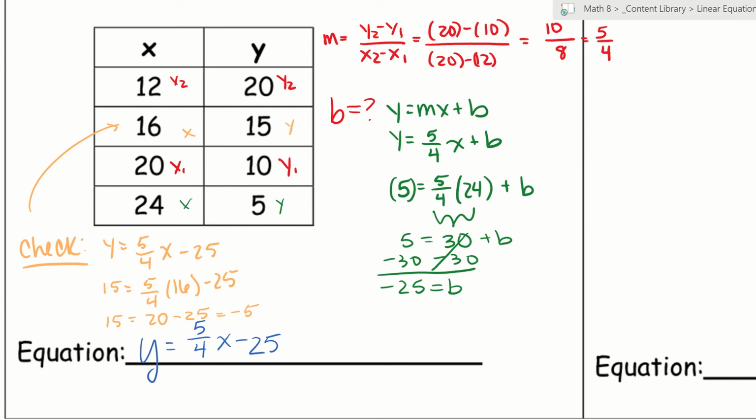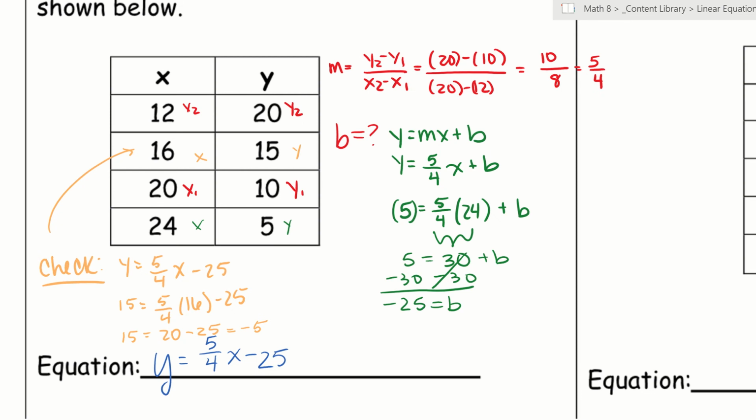So let's see what might have happened. Let's look back at our slope. y2 minus y1 over x2 minus x1. So I got 10, and I got 8, and I got 5/4. So that looks fine. Oh, well, wait a second. Look what I put for x2 here. I put 20, but x1 is 20.